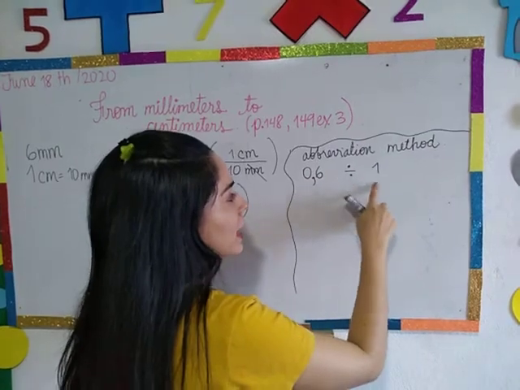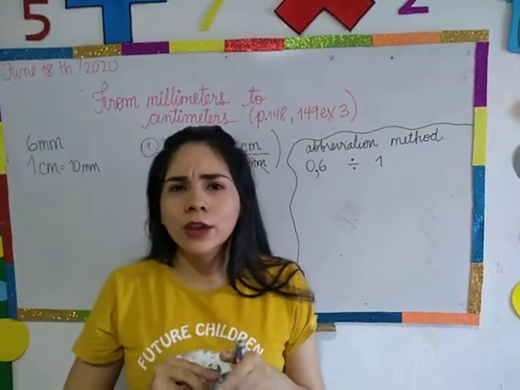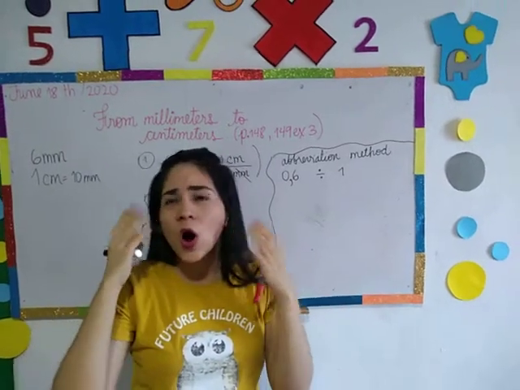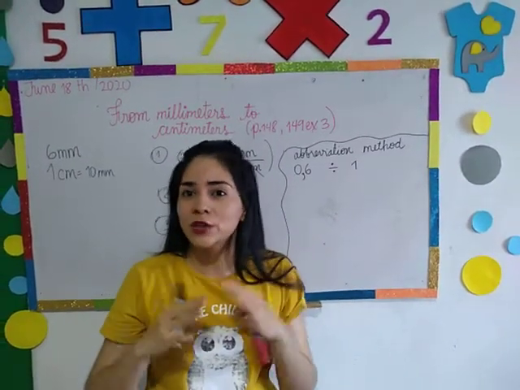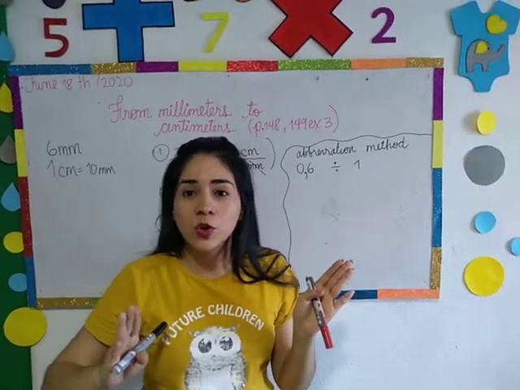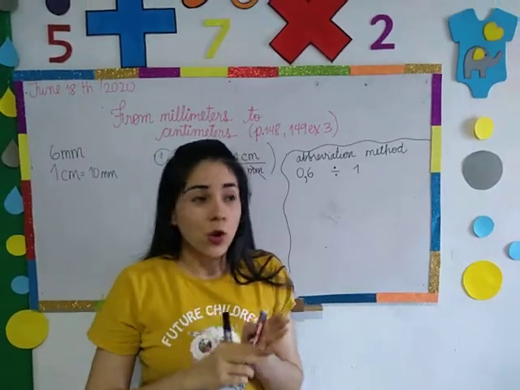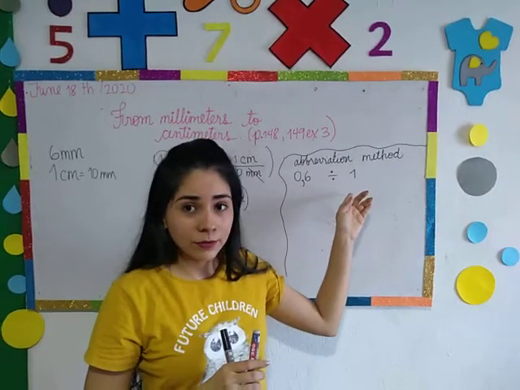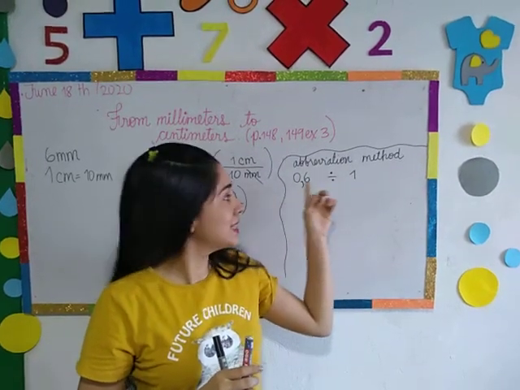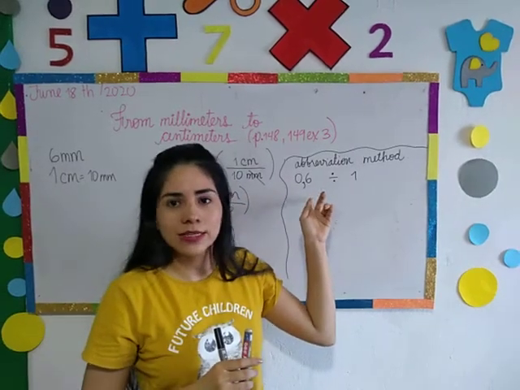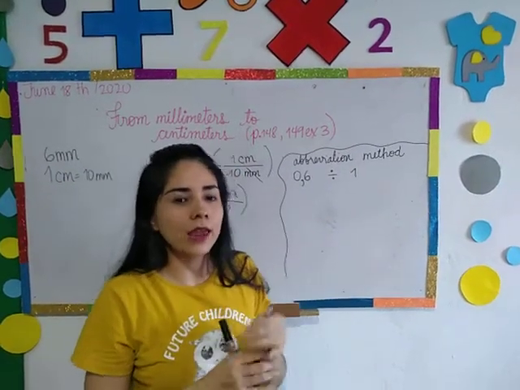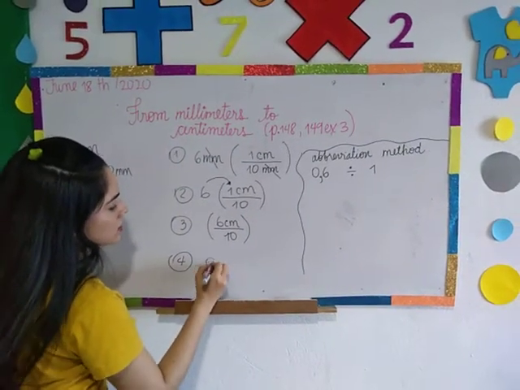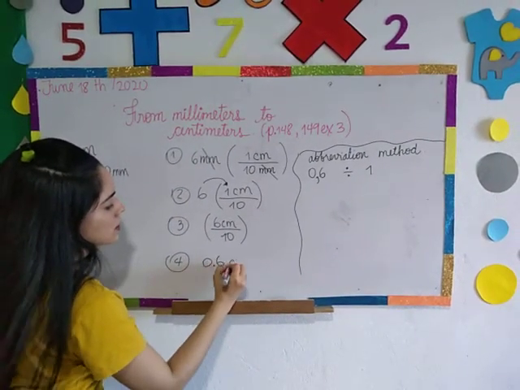0.6 divided in 1. Okay, don't say, that is division, I don't know how to do division. Don't worry, because you know the rule of division is when you divide a number by 1, what happened? We get the same number, okay? It's the same because it's 1, okay? So the answer here is 0.6 centimeters.